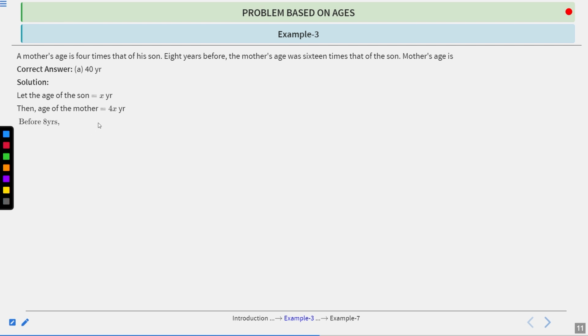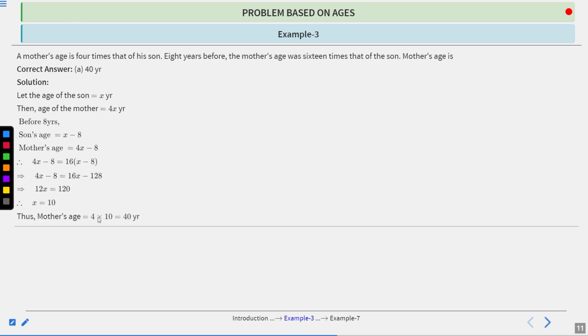Now 8 years before, we can say that son's age will become x minus 8 and mother's age will become 4x minus 8. Now according to the question, 4x minus 8 equals 16 into x minus 8, because it is given that 16 times. So we got 4x minus 8 equals 16x minus 128. When we solve it, we got 12x equals 120, or x equals 10.